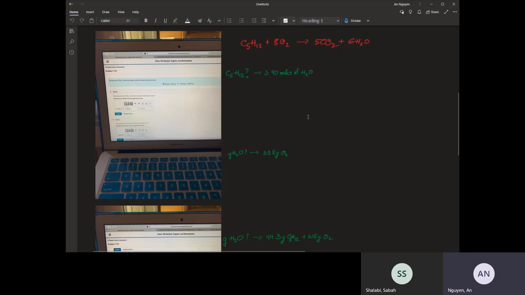So again, this is one of the stoichiometry problems. We just need to convert the moles of one into the other. For A, let's start with 3.90 moles of H2O. That's what we are given, and we want to convert that to C5H12. So moles of C5H12 on top and moles of H2O on the bottom, so that way we can cancel it out.